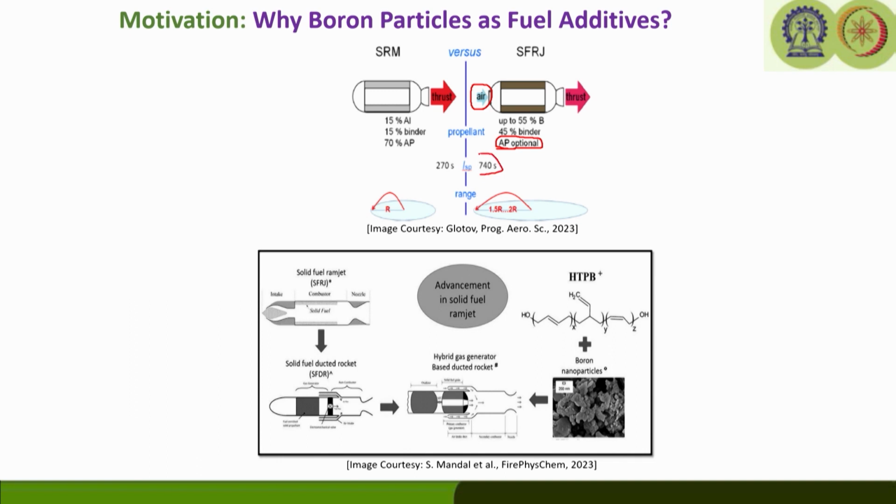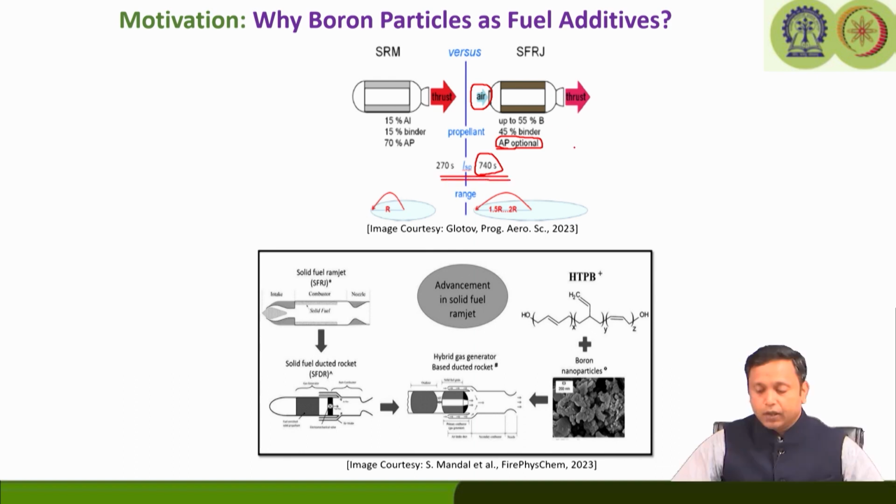If you compare the Isp also, you can see the Isp can be close to 2 to 2.5 times, based on how much boron we can load and burn. This calculation was given, of course, assuming the boron particles' energy was fully utilized. So, there is enormous potential for boron particles if we use them in solid fuel applications or directly in solid rocket applications. This figure gives us the promise that if we can burn boron particles properly, there is huge potential that boron can give.